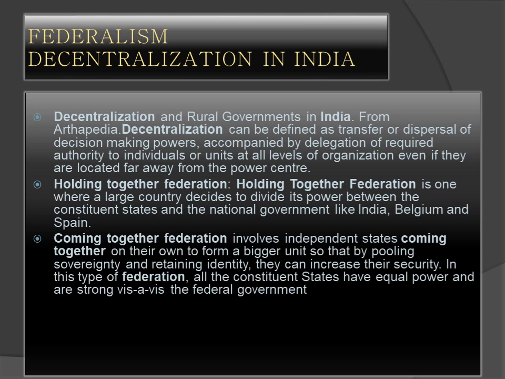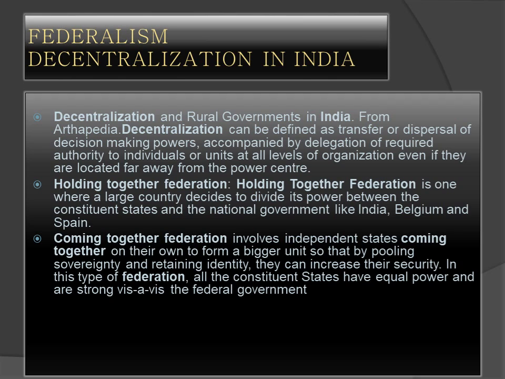There are two types of federations. One is holding together, another is coming together. Let us discuss the holding together federation. Holding together is where a large country decides to divide its power between the constituent states and the national government, like India, which is the biggest country. It is the seventh largest country in the world by area and second largest in terms of population. India is followed by Belgium and Spain in the holding together federation, because it binds every state to the center.